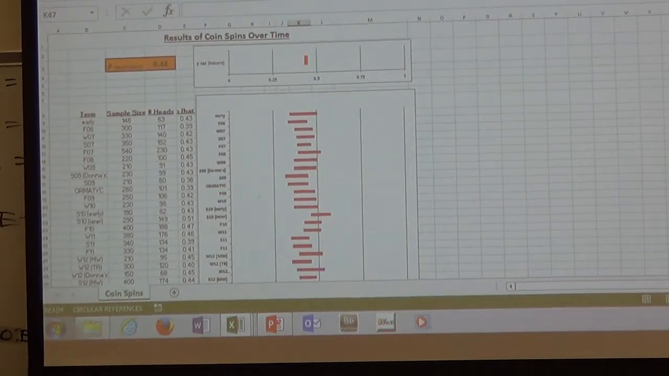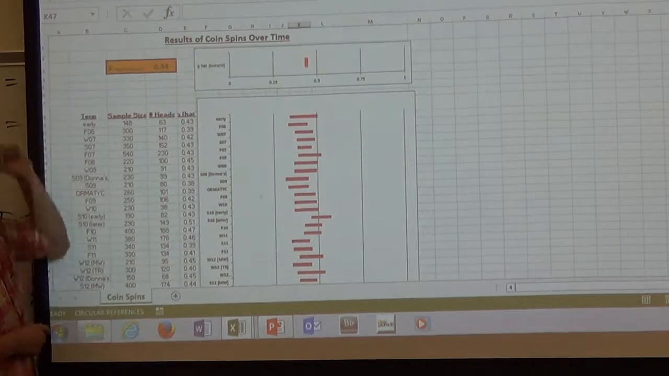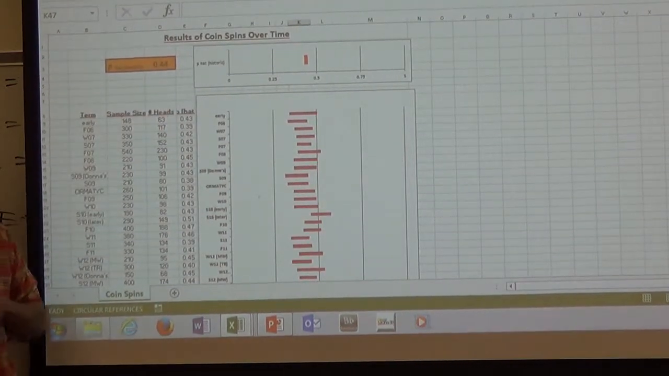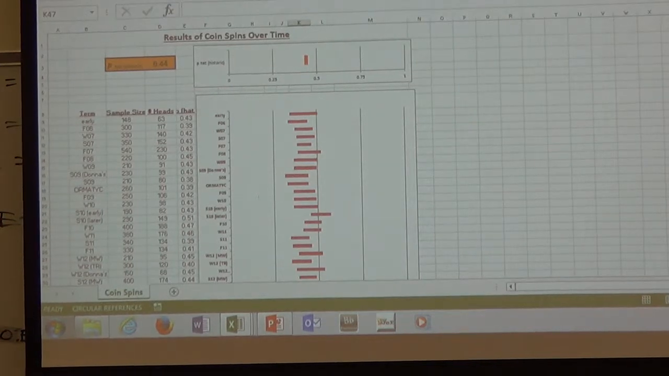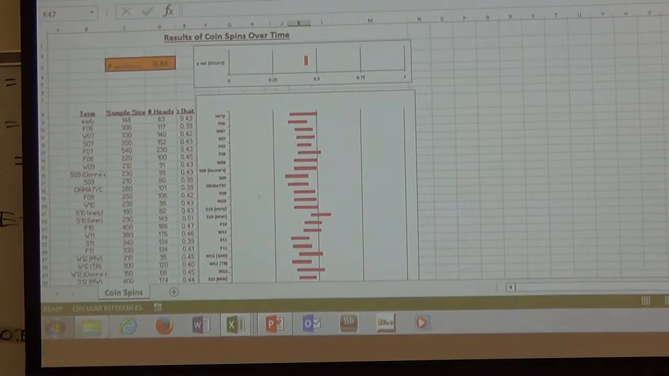It's still a p-hat. It's a historic p-hat, though. I couldn't make the hat symbol in Excel, sorry. So imagine a hat with that. Historically, I've seen 44% heads and 56% tails. So now what's the next question I ask? Why do I see a lower?